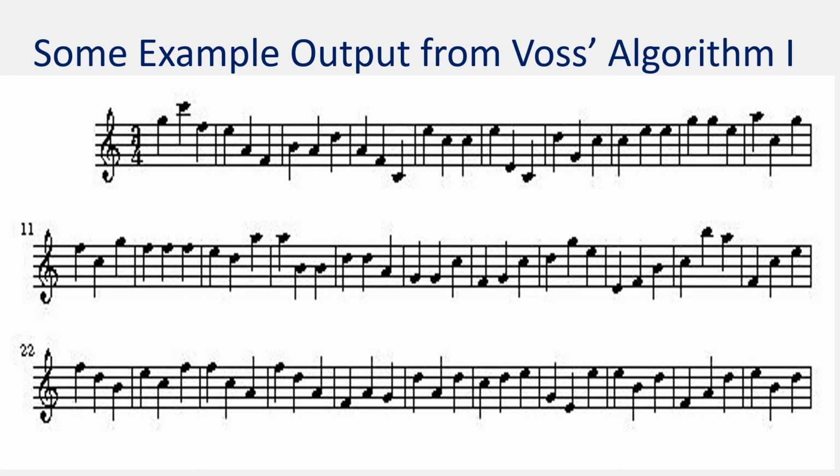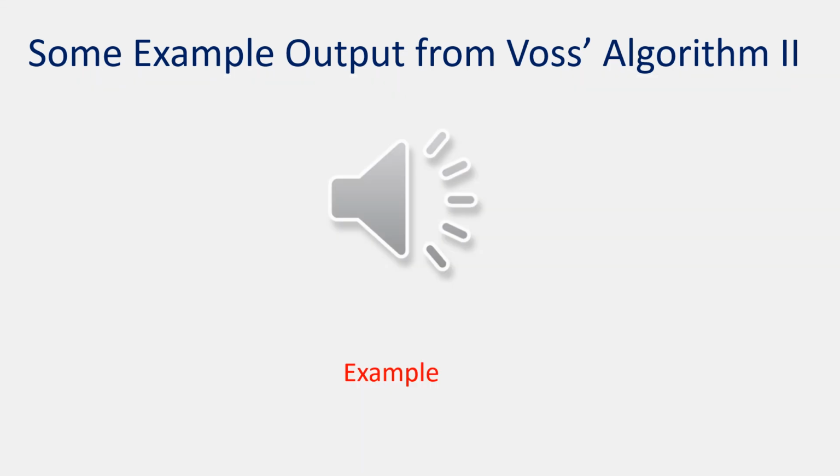So here's one example of that. This is a traditional score that is produced using a Voss algorithm. If that doesn't make a lot of sense to you, here's a very basic example of output from a Voss piece, just a short 1-minute section.